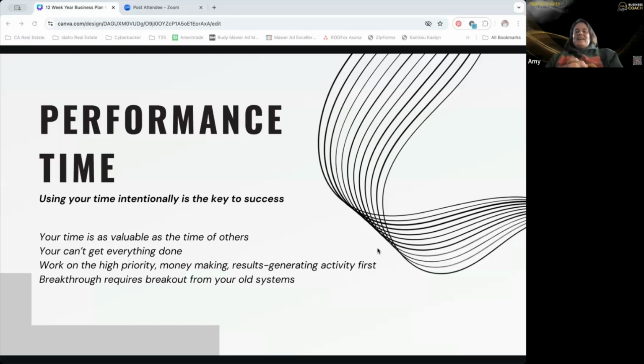We can't. Studies show that the average professional in America often has 40 hours of unfinished work on their desk.